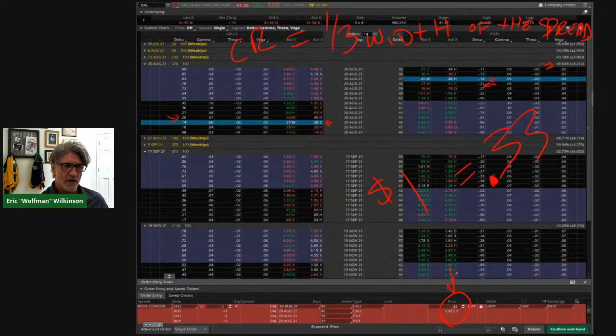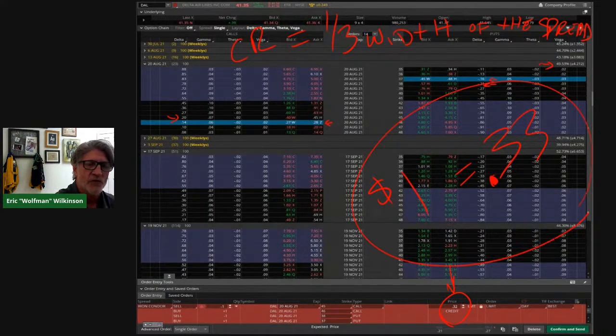Try to collect a third the width of the strikes. On a $5 wide, you're going to be looking to collect around $1.80 or so. On $10 wide, you're going to try to collect $3.33. That would be a third the width of the spread. So that is the key when you're collecting a credit here: get at least a third the width of the spread.